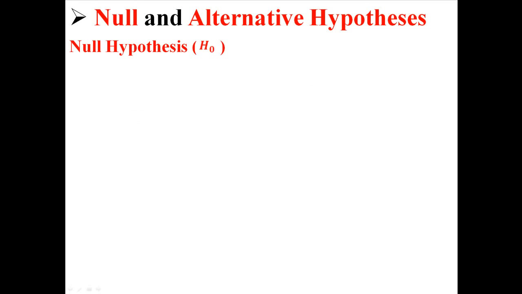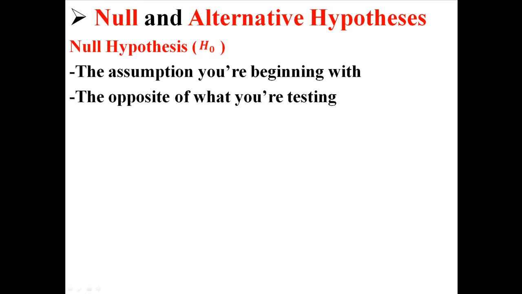Now, the first type of hypothesis is the null hypothesis. That's going to be represented usually by H0. This is the assumption you're beginning with, or basically the opposite of what you're testing. Remember, we're beginning with the assumption that the school will be at 85%. And also, we're testing to see if it's different from 85%. So the opposite of that would be if it's the same. So we're going to start with the assumption that it will be 85%.